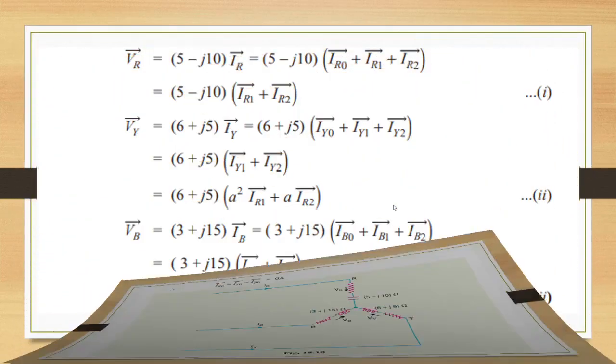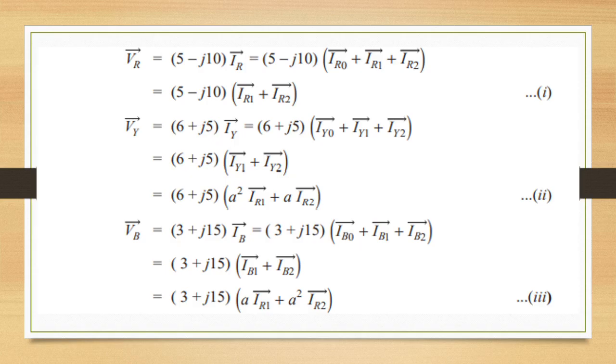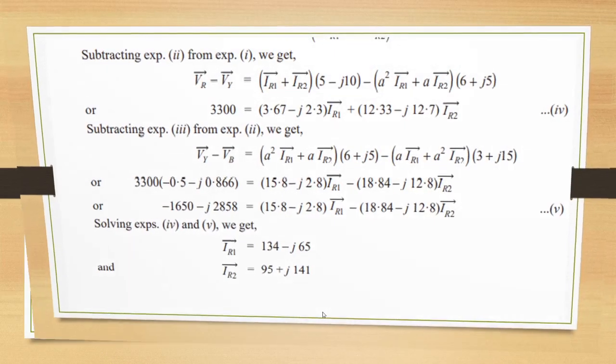Okay. VR is 5 minus j10 into IR, that is 5 minus j10 into IR0 plus IR1 plus IR2, or 5 minus j10 into IR1 plus IR2. VY is 6 plus j5 into A square IR1 plus A IR2, and VB is 3 plus j15 into A IR1 plus A square IR2.